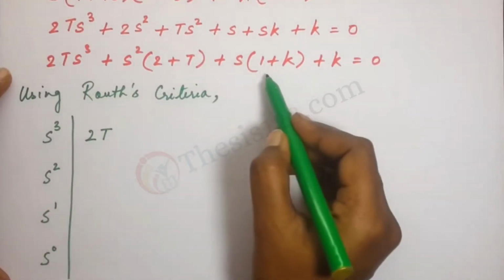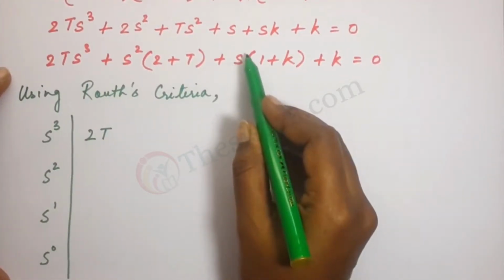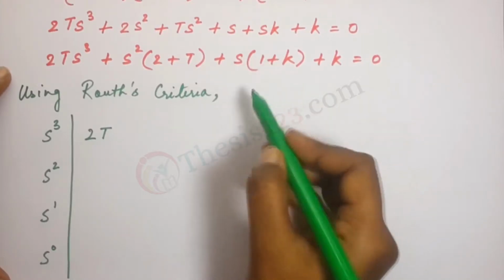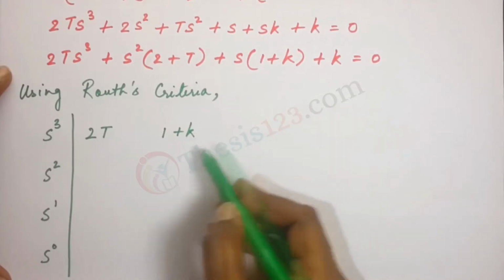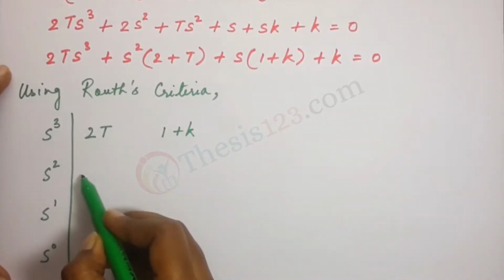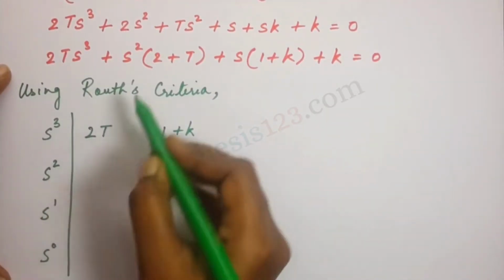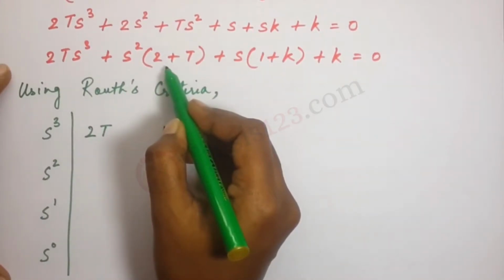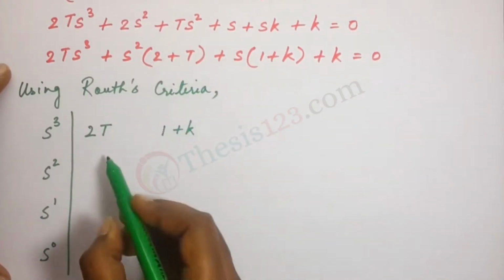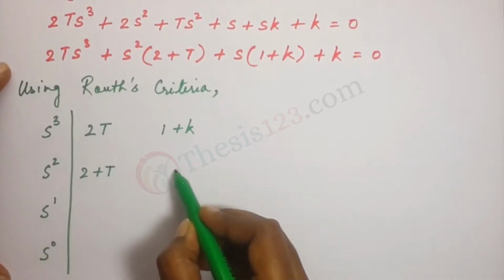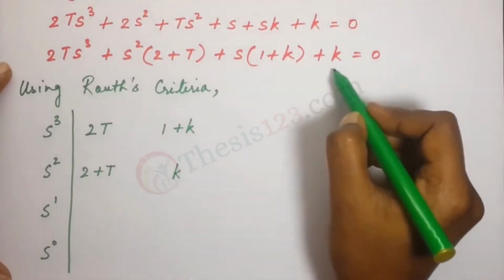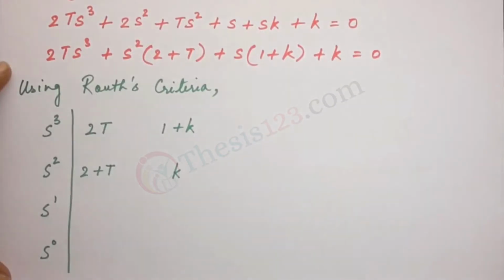Then next the coefficient of s, because this is s power 1 and that's an odd number, so that would be 1 plus k. That's it. Now for s square. For s square, we take the even powers of s. So first term is 2 plus t and the second term is k, because that's a constant, s power 0.